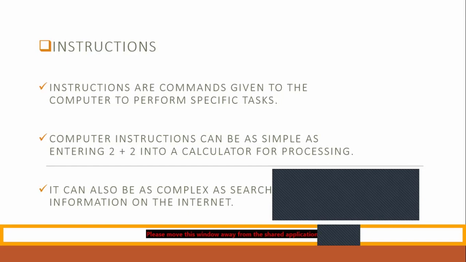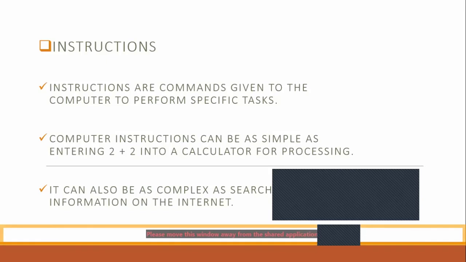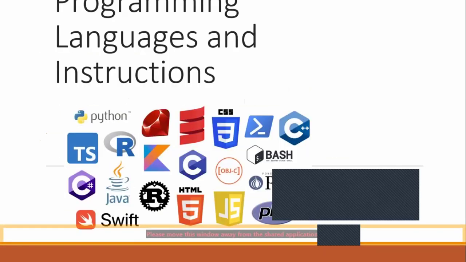Like I said, instructions are just commands that we give to computers to perform a specific task. When you enter 2 plus 2 into the calculator, that is a simple instruction. When you go onto the internet and search how to make money online, that is an instruction you've given to the computer, and the server or the internet will have to do complex searching of that information and bring you a result. It is a complex process. So that is basically what we can term instructions to be. Now, let's look at programming languages.